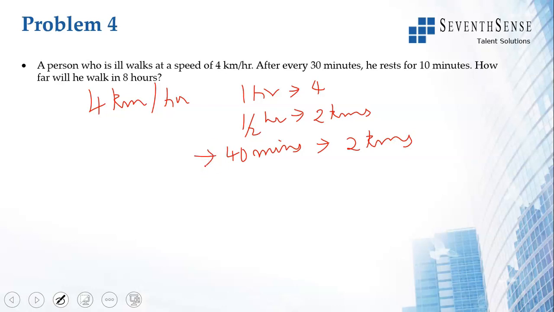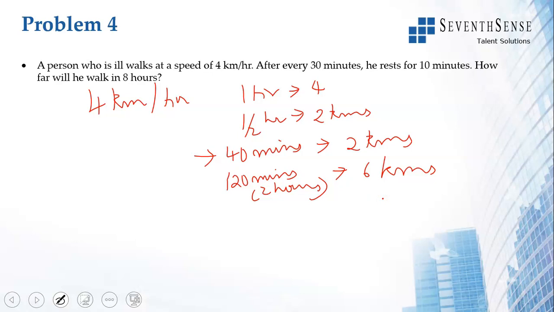Let us multiply by 3 because 40 minutes into 3 is 120 minutes. 120 minutes is 2 hours. So if I multiply by 3, I get 120 minutes, also 2 hours. Multiply by 3 here, I get 6 kilometers. So in 2 hours, he is covering 6 kilometers.